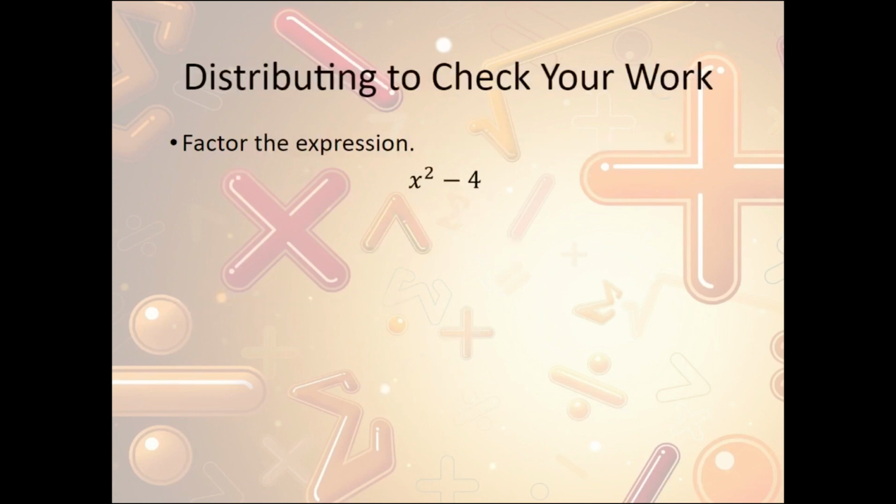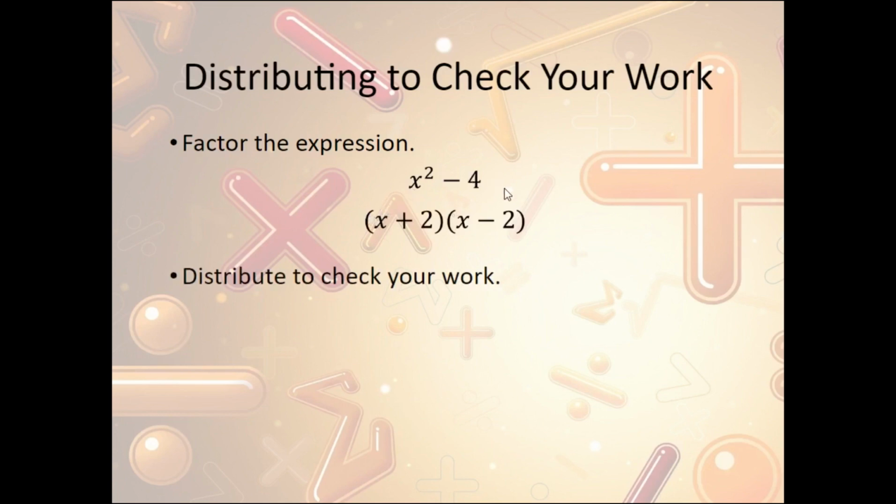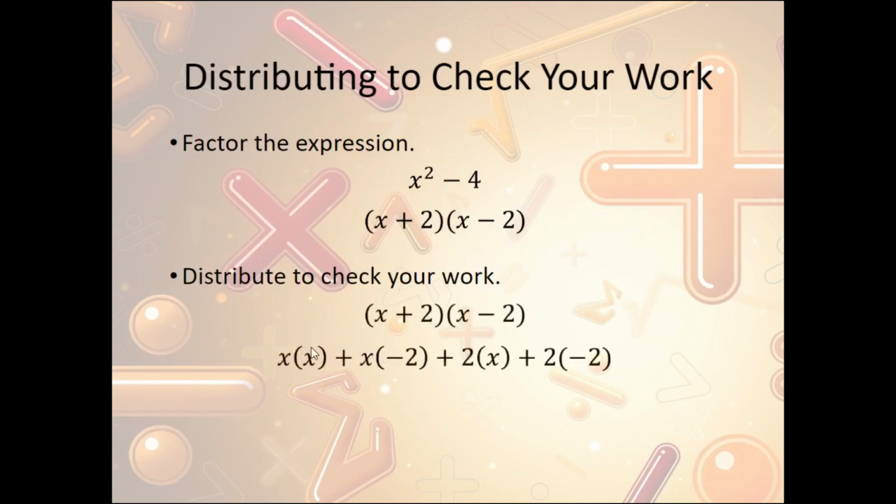So let's check our work by distributing. So we said that x squared minus 4 is equal to x plus 2 times x minus 2. Well, let's go ahead and distribute this and see if it works. So we're going to multiply x times x and x times negative 2, and then 2 times x and then 2 times negative 2. So we get x squared here minus 2x plus 2x minus 4. We combine our like terms. Negative 2x plus 2x is just 0, so this becomes x squared minus 4. So we did it correctly.